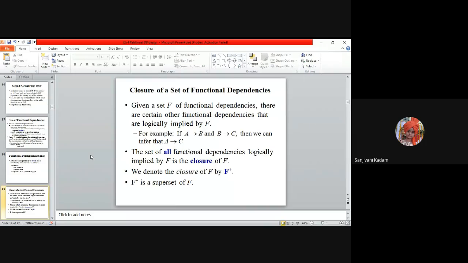This is a superset. This is always given by F plus.